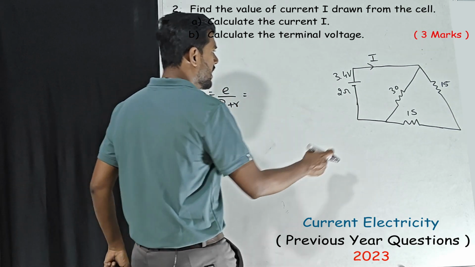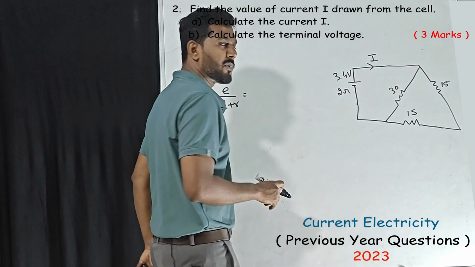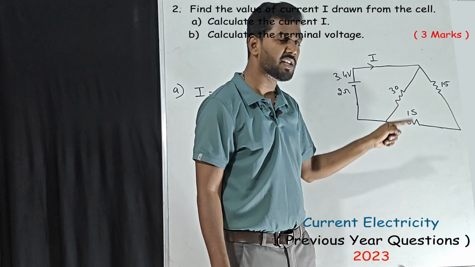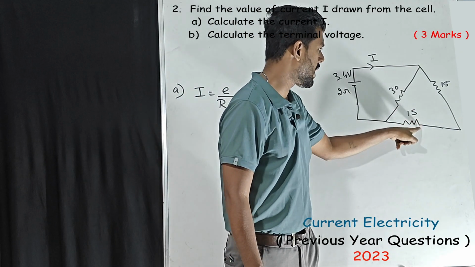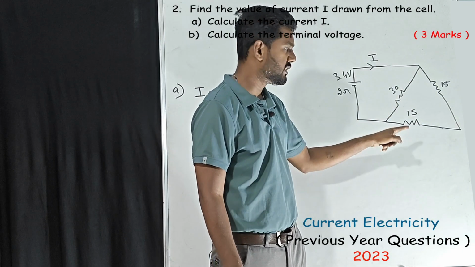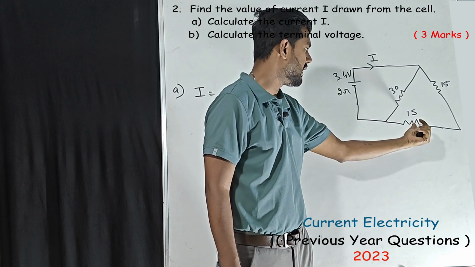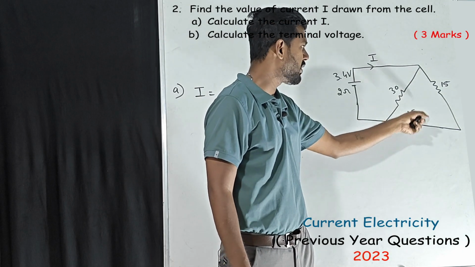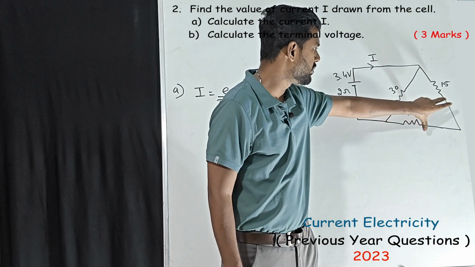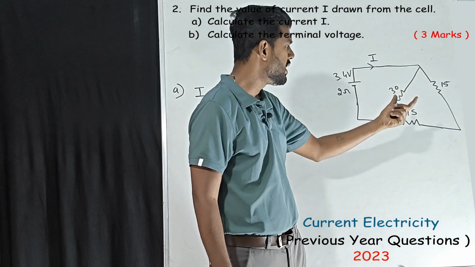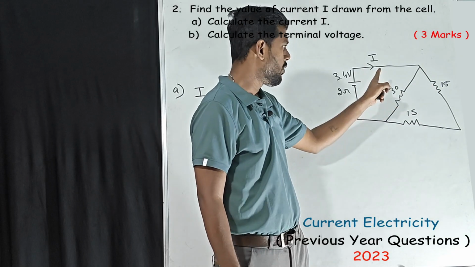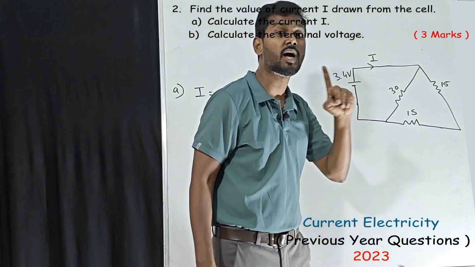For that we need to find these resistances. How to solve this one? Do you see any series connection? Yes, we have series connection. These two are connected in series. These two are connected in series. When they are in series, 15 plus 15, 30. When these two become one resistance, that will be parallel to this one. So 30 and 30 both are in parallel.